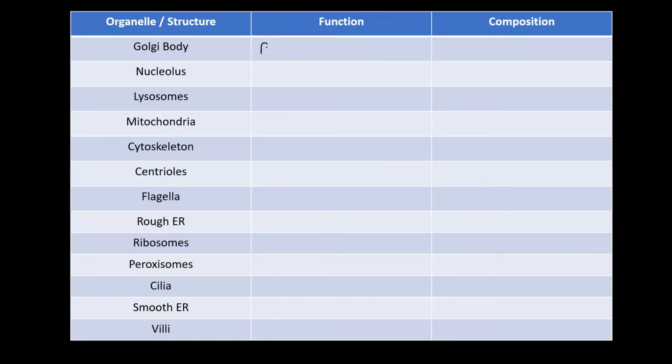It was to, and I'll keep this short, receive packages from the ER, right? Modify those packages. I guess repackage would be what I could call that. And then deliver or secrete to wherever it needed to go into a cell or beyond. So 4 big things that the Golgi does: receive, modify, repackage, and deliver. Composition, it's membranous. I'm just going to put mem. It's a membranous organelle.